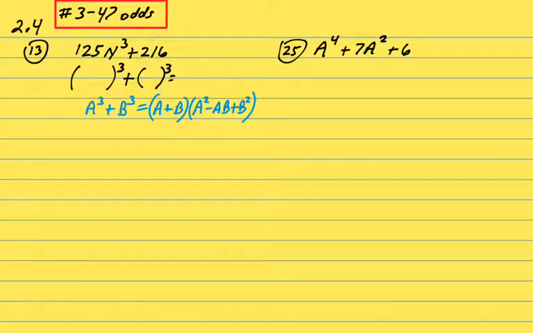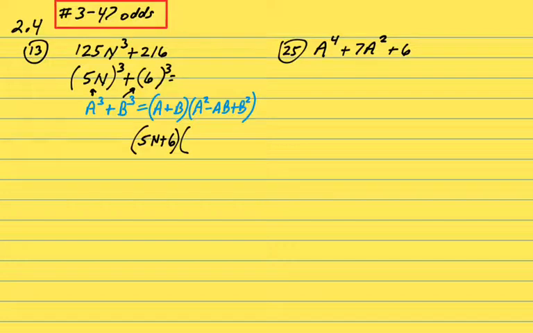So what cubed is 125? 5. What cubed is n cubed? N. And I believe 6 cubed is 216. So would you agree that A is 5n and B is 6? So A is 5n and B is 6.